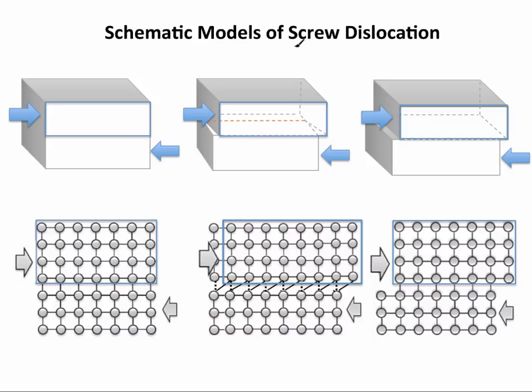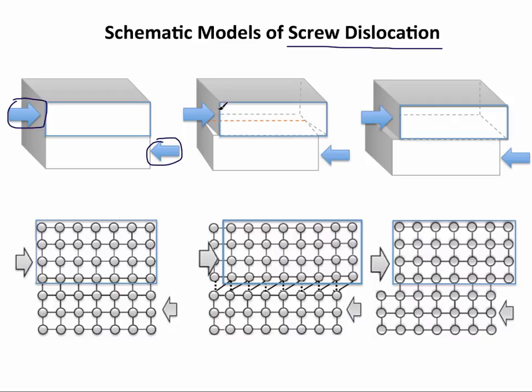So we've already discussed an edge dislocation, so now I'm going to discuss the next type of dislocation, which is a screw dislocation. With the screw dislocation, as stress is applied here and here, the front plane of atoms begins to shift.